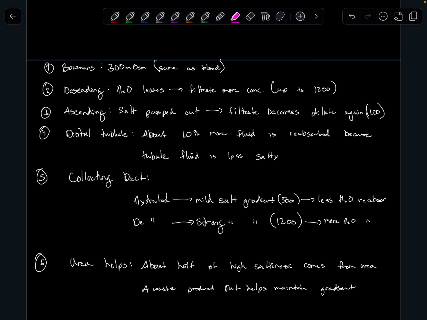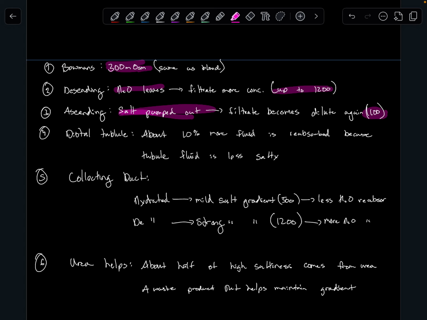Now, I further want to talk about that. I kind of want to just run through the whole process again. So right at the Bowman's capsule, we have 300 milliosmoles, the same as the blood. Once we reach the descending limb, the water leaves, and the filtrate becomes more concentrated, up to 1200 milliosmoles. In the ascending limb, salt's pumped out, and the filtrate becomes dilute, going down to 100. Distal tubule, about 10% more fluid is reabsorbed because the tubule fluid is less salty, so that's very important there. This allows us to get a little bit more fluid into the blood.